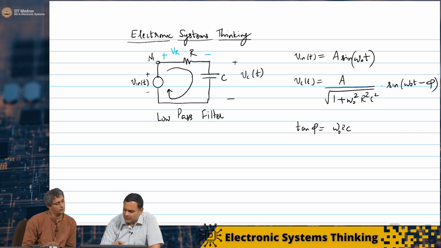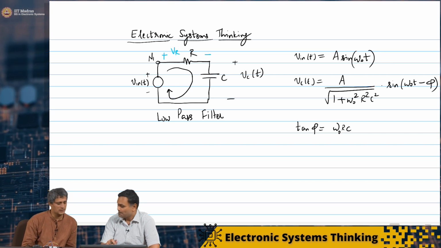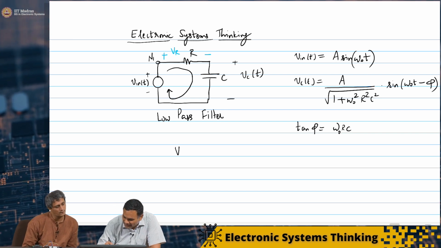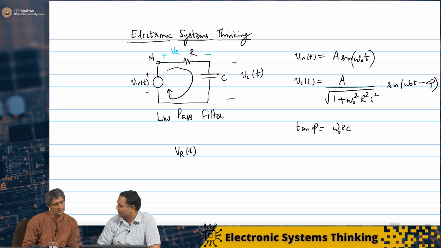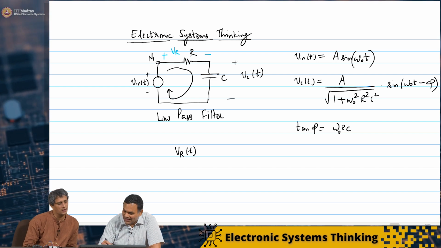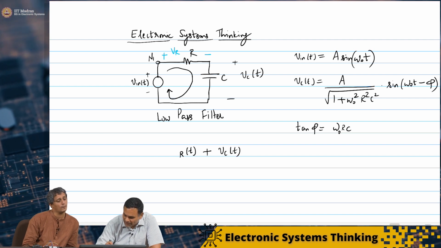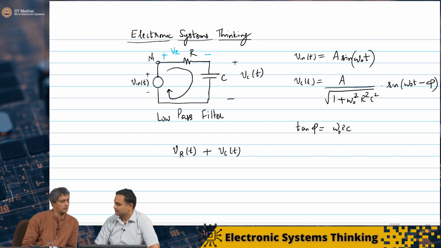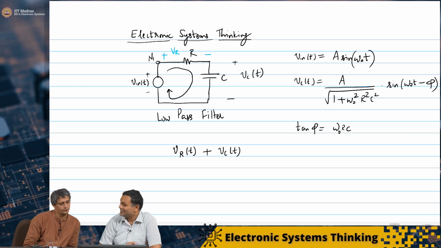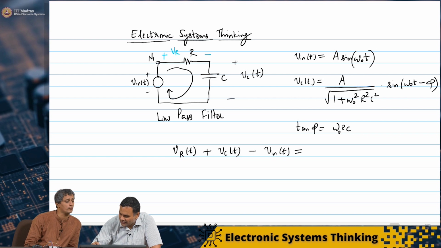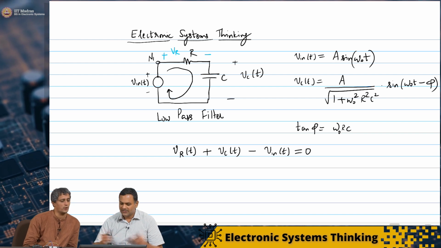Right? So first I go through the resistor with this reference sign, plus and minus. I first get VR of t, which is a voltage drop, and I get a voltage drop VC of t. I'll use small v for everything. And then I get a potential increase, so this is minus V in of t, and this has to be 0. This is KVL.